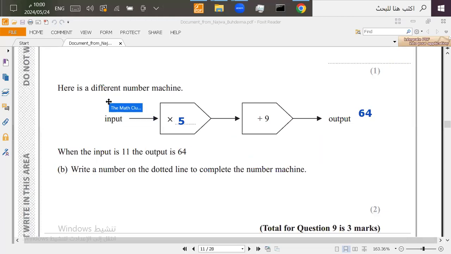Now we're going to check. 11 times 5 is going to be 55. 55 plus 9 is 64. And this is how you answer a question like this. It means you can go the opposite way to find out what is the answer for this question. Now let's move on to the next question.